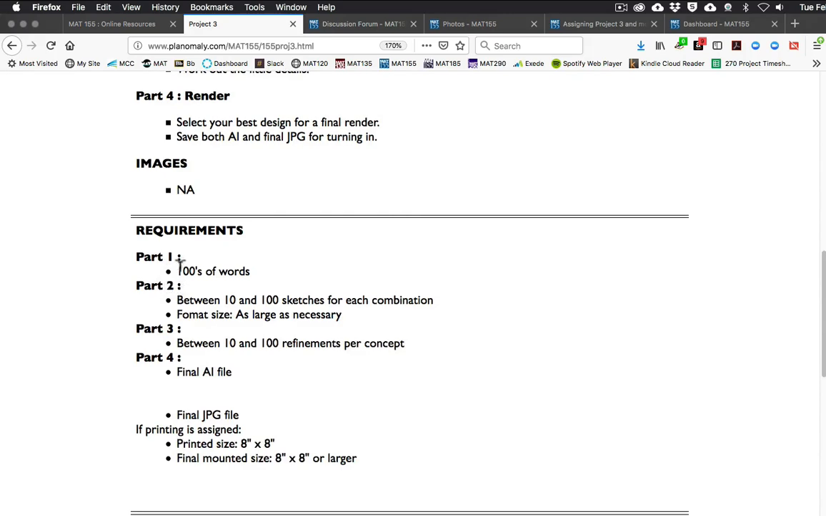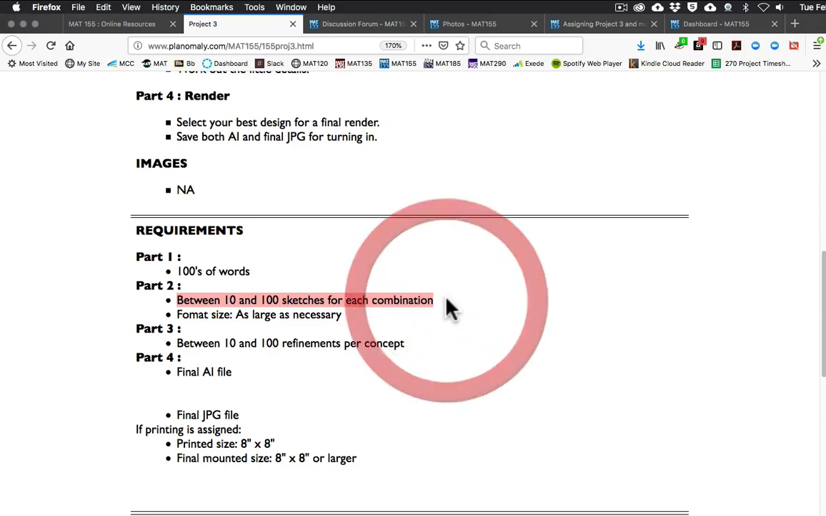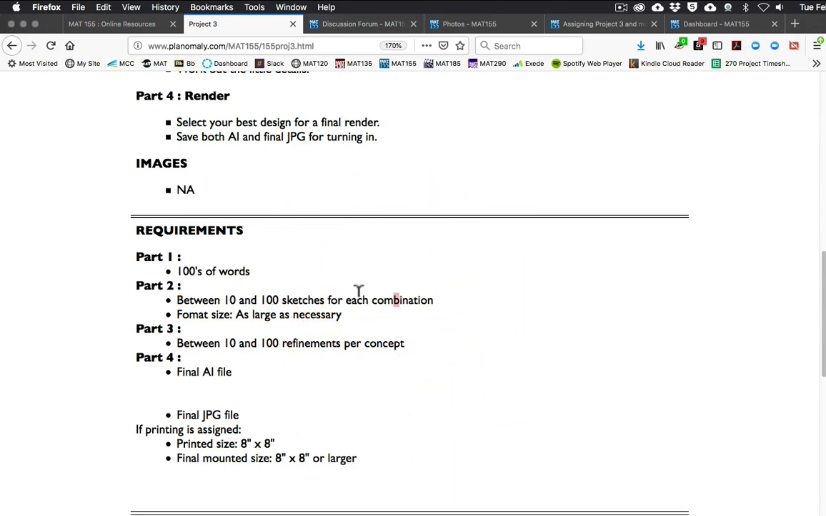So for part one, hundreds of words. That's a lot of words. It's not like you're going to have 100 words, but some people actually do. And you're going to be looking for 10 to 100 sketches for each possible word opportunity. Okay, so here in this case, the format size is as large as necessary.